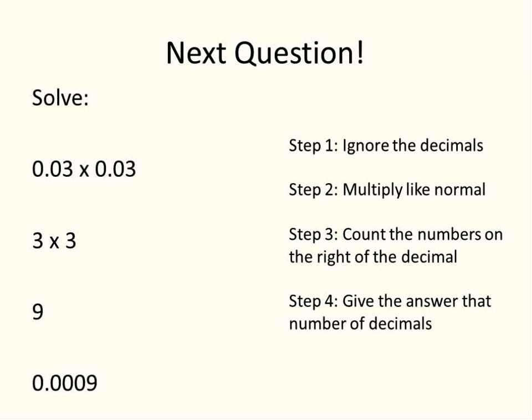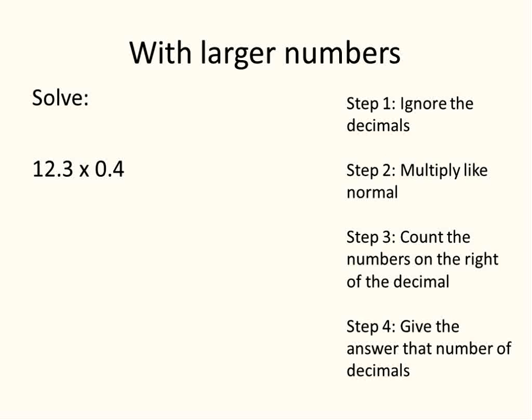So that's a little bit more complicated. Make sure we fill in those placeholders so that we always have the number of decimals we had in the original question. We have that many numbers on the right of the decimal in the end.